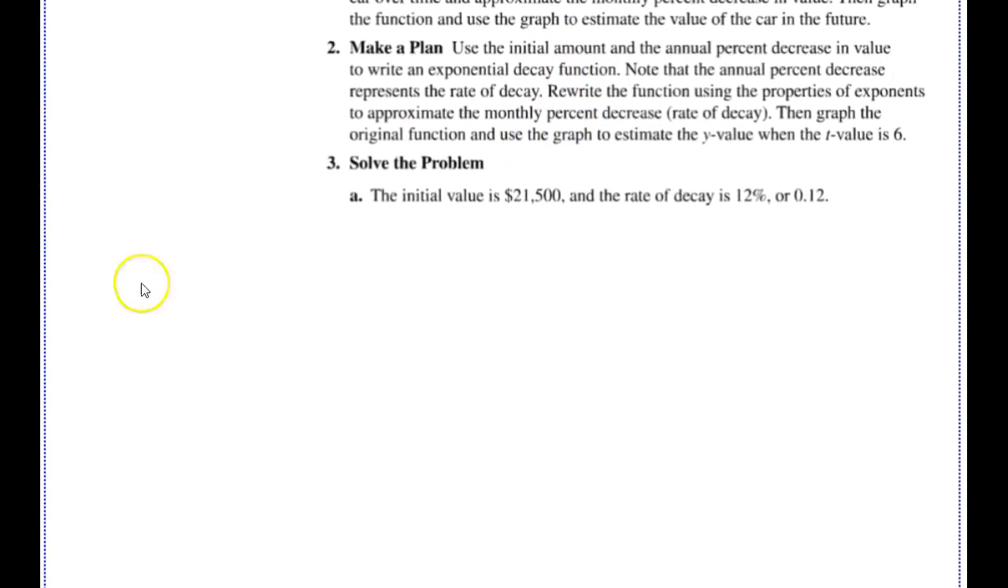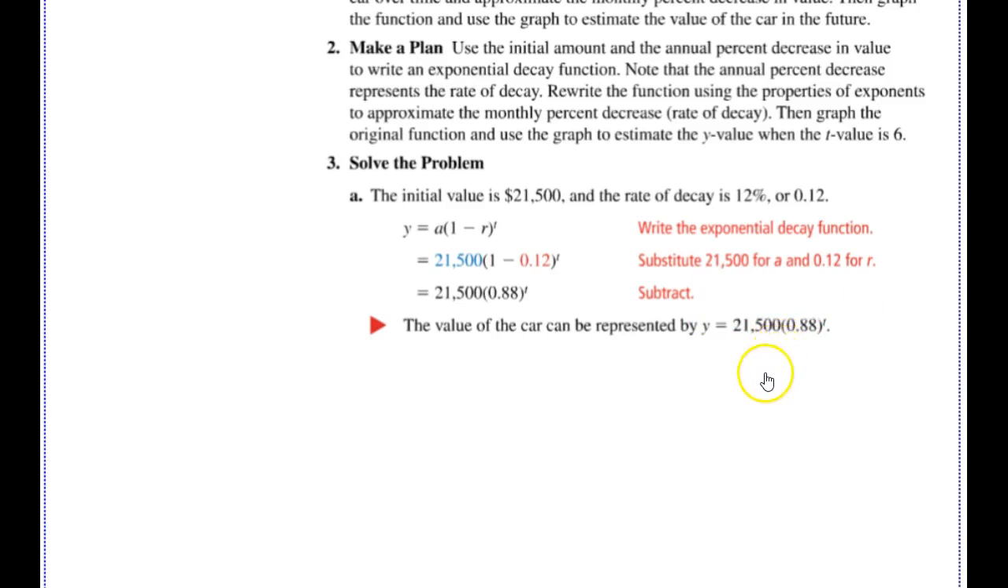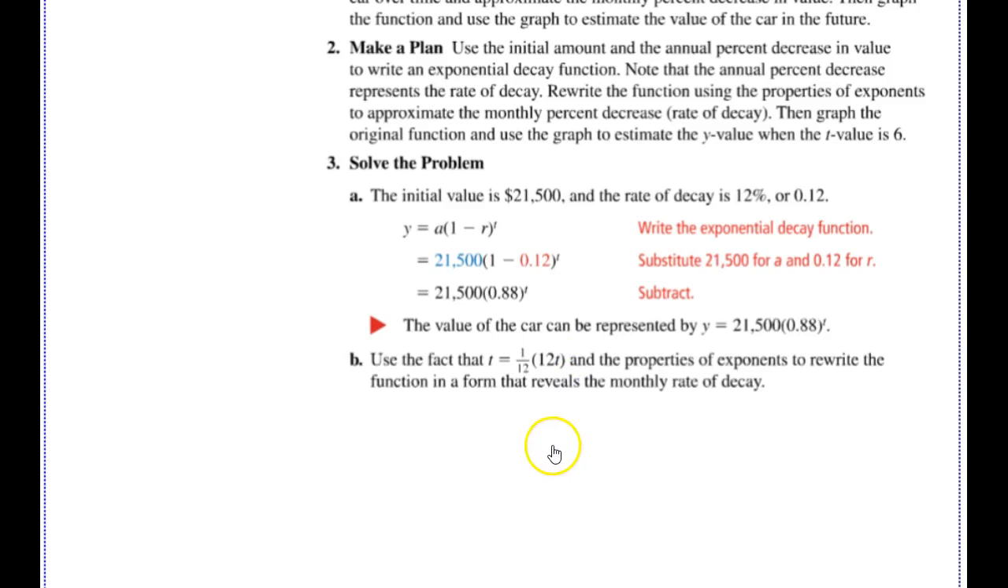So first I have to come up with all the information that I have, right? And this is what we talked about. Here's my initial value and my rate of decay. So then I take my formula, and remember I have to figure out if it's growth or decay first, and I knew it was decay, so I'm going to be subtracting R, and I plug in what I know. My initial value is here, my rate is here, and then I can simplify and subtract, and so then I write my final equation.